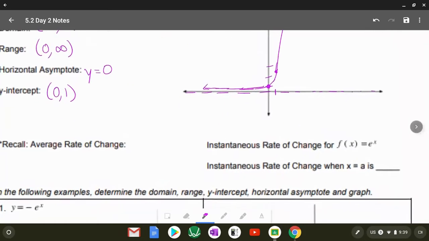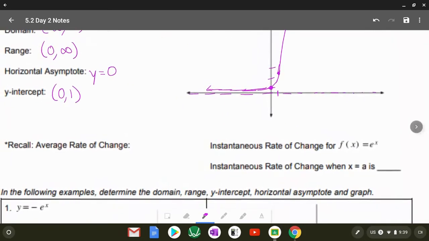Quick review. We remember that the average rate of change formula would be, let's be more specific, over an interval from a to b. So we have to have an interval that we're talking about for the average rate of change. The average rate of change over that interval would be f of b minus f of a over b minus a. So you're plugging those into each function, or that same function, and then dividing by the difference of that interval.